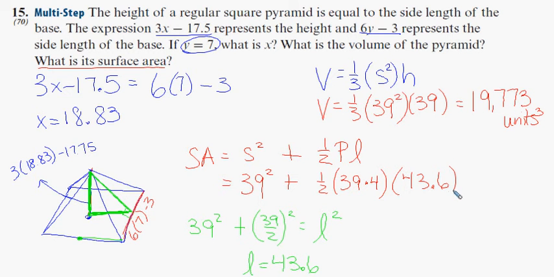When you get all of this taken care of, you should end up with a surface area of 4,922, and that is going to be units squared. This one's pretty intense, isn't it?